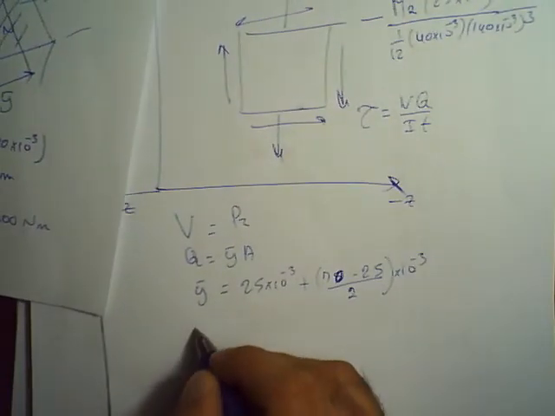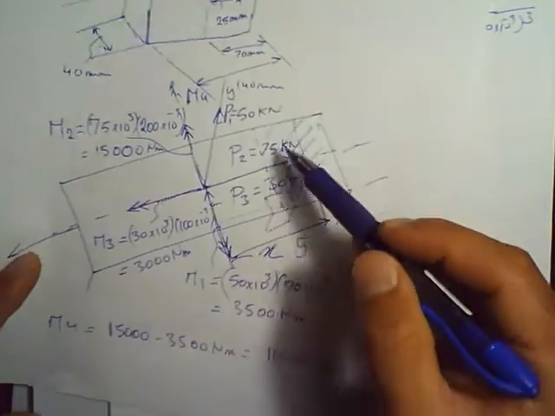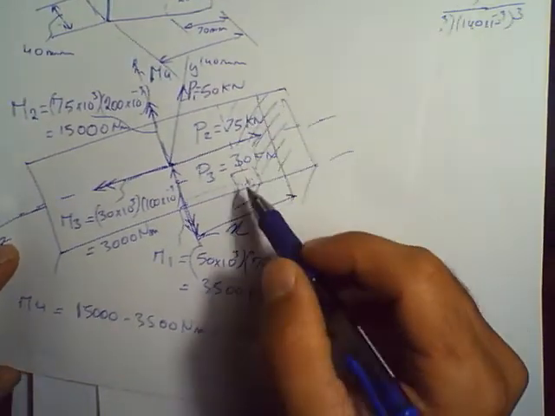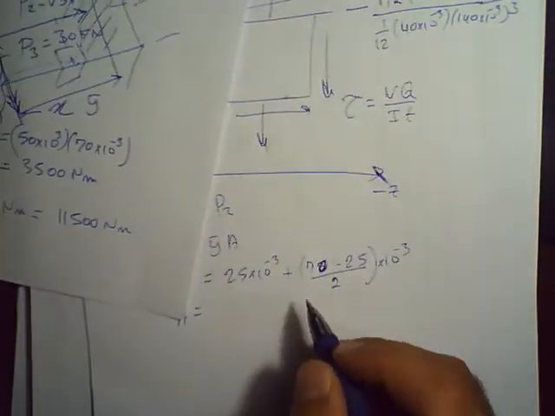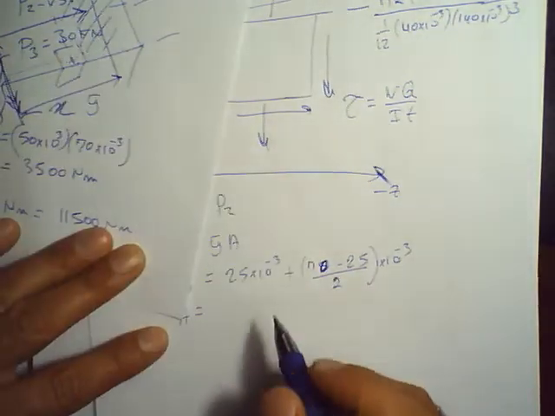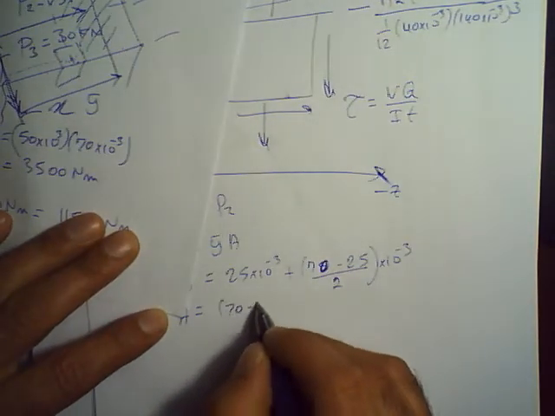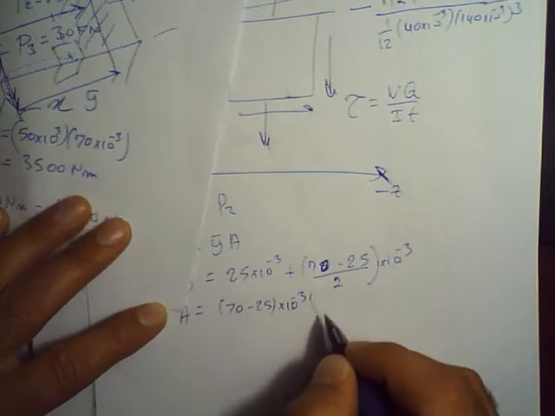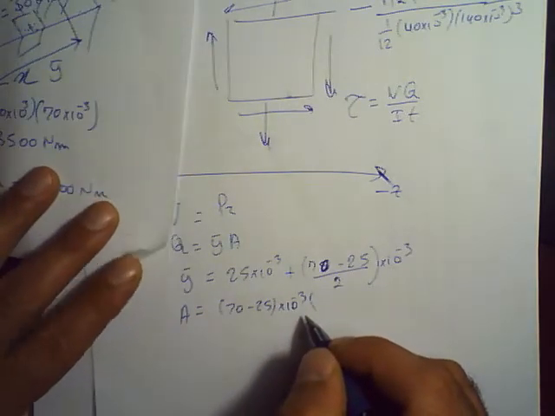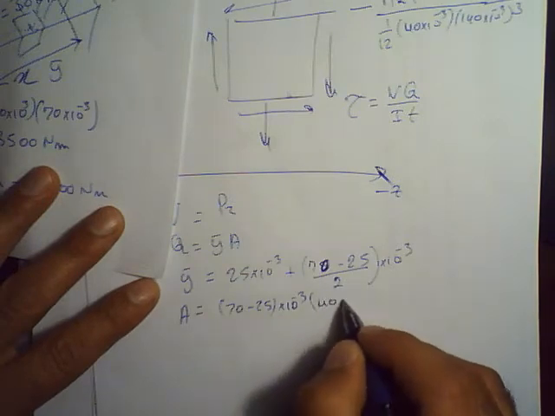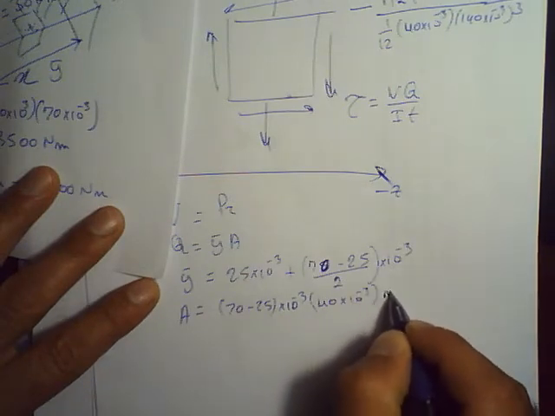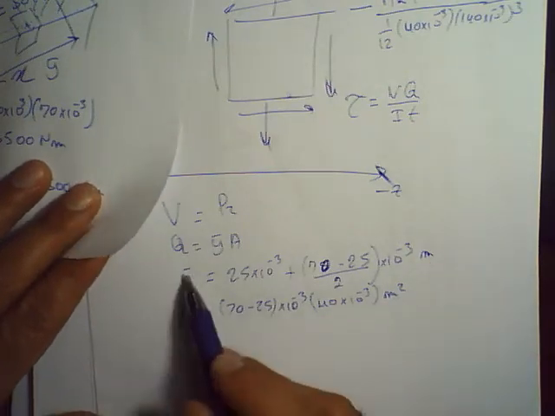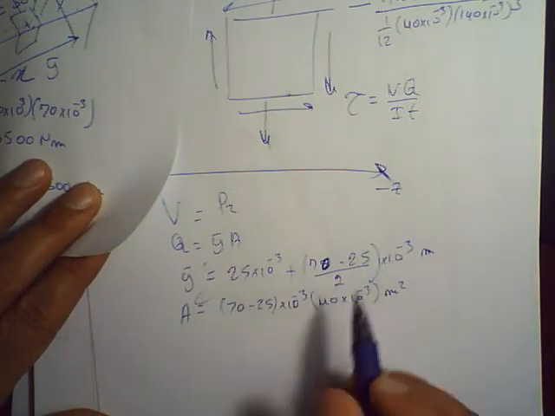So this is your Y bar, and then your area is going to be the area of this portion, right? So the area of this portion is going to be equal to how much? It's a rectangle, so 70 minus 25 times 10 to the minus 3 multiplied by the base, which is 40 times 10 to the minus 3, and this is in meters squared. So now you get your Y bar, and then you have your A.